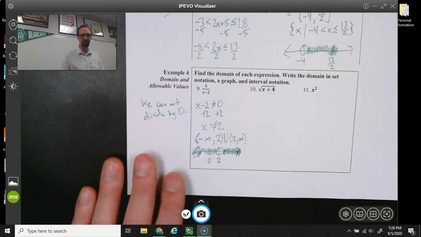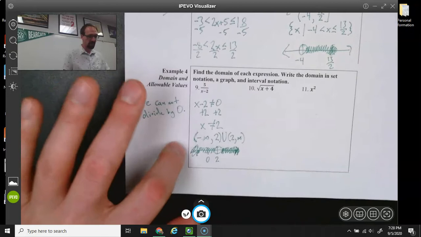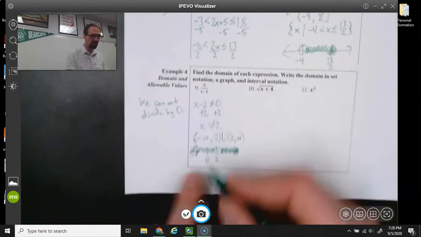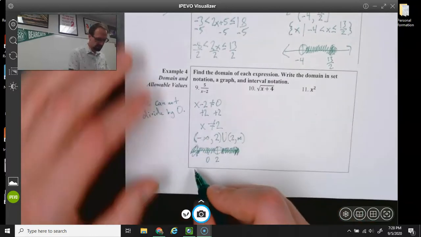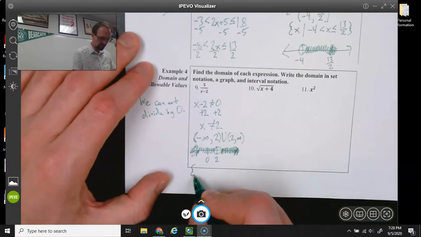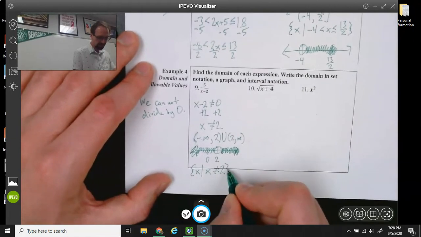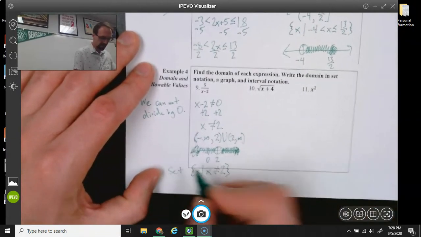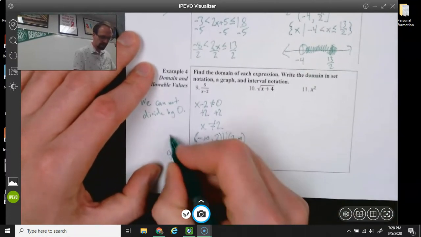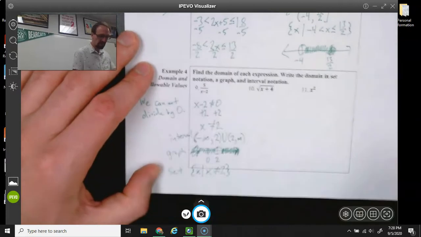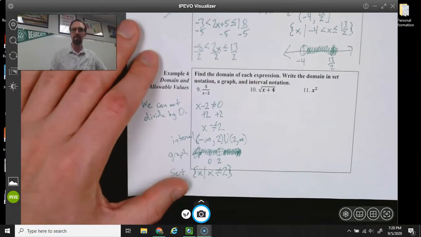And then for set notation, I missed that one. I have the set of x's such that x is not equal to 2. There we go. I'm going to write these off to the side just because I put them in a different order: set, graph, and then interval. Continuing this idea with number 10, we can't have a negative number underneath the radical.